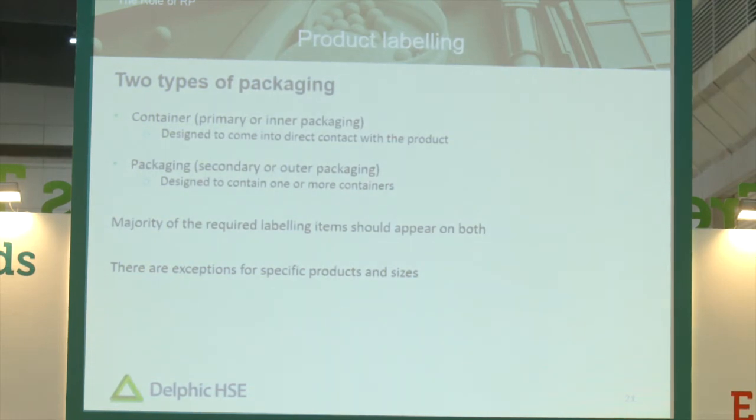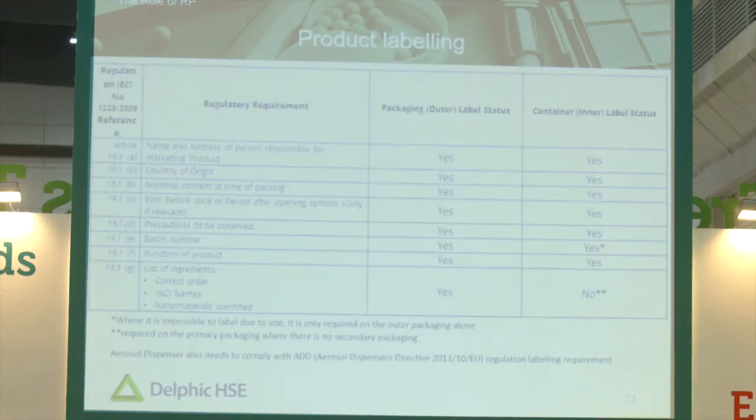After confirmation of your claim, the next step is to prepare the product artwork to confirm product labeling. There are 2 types of packaging. One is the inner or primary packaging, which is designed to come into direct contact with the product. The second one is the outer package. The majority of the required labeling items should appear on both packaging. However, there are some exceptions for specific product and size. Let's have the detailed information in this table.